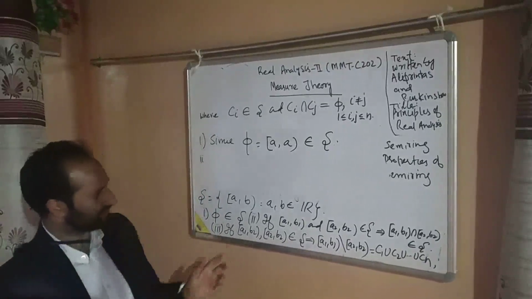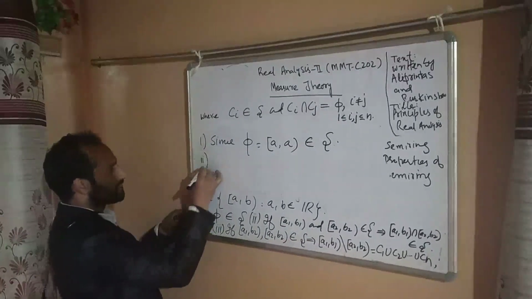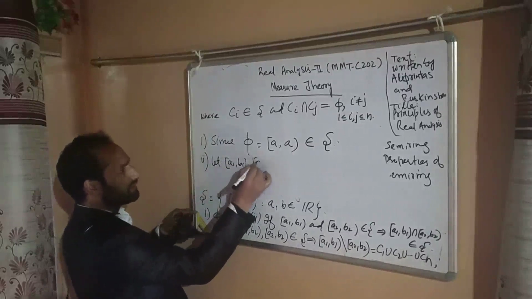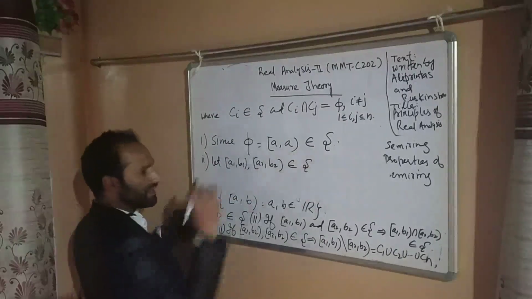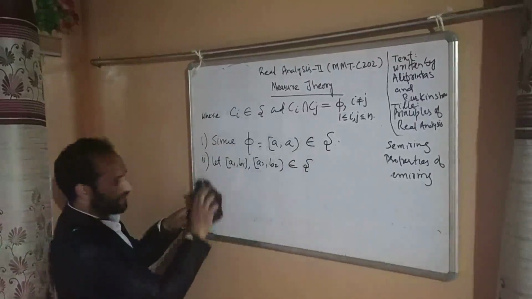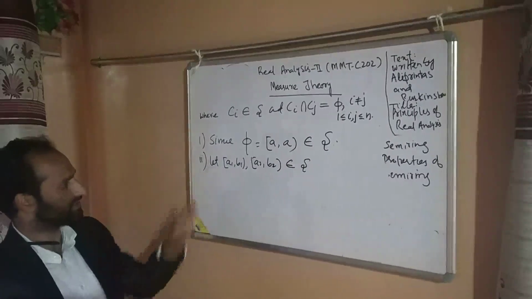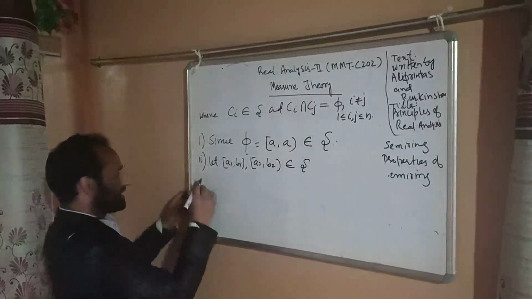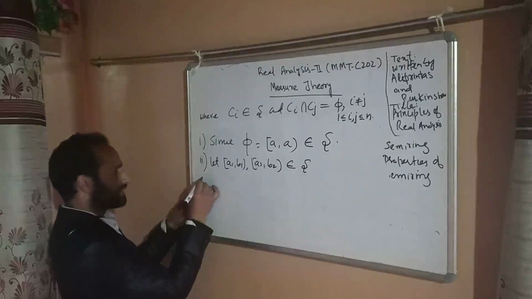Second property: if I choose any two members of S, then their intersection must be a member of S. Let A1, B1 and A2, B2 be members of S. We show that A1, B1 intersection A2, B2 is also a member of S. That means this intersection is also a semi-closed interval. So let's take the following cases to prove its intersection is a member of S.